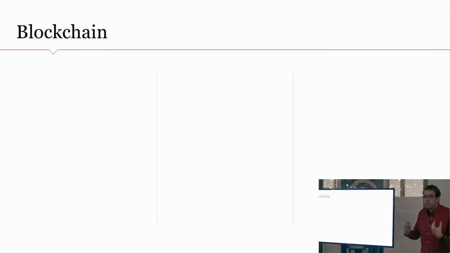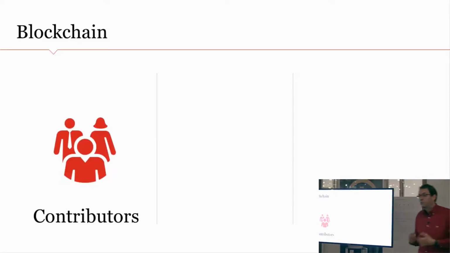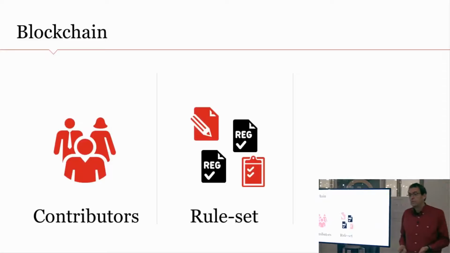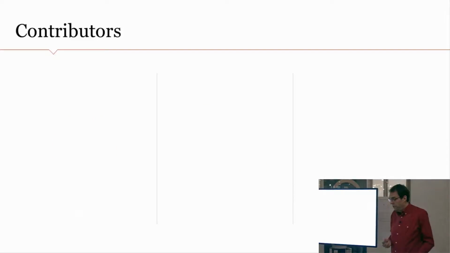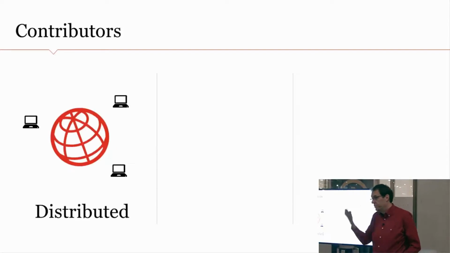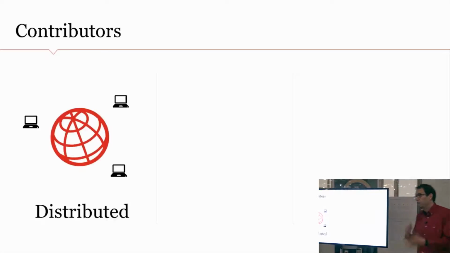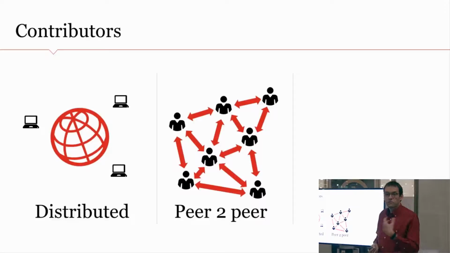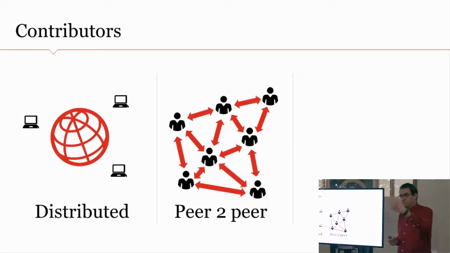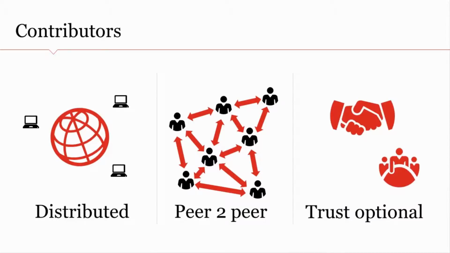So what do we need for blockchain? What is it? Right? So we need 3 components. We have contributors, a rule set, and systems to execute it. For the contributors, they usually are distributed over a large area, globally. They only communicate peer-to-peer. So they don't communicate to all of them, they communicate peer-to-peer. And trust between the contributors is optional, which is very important.